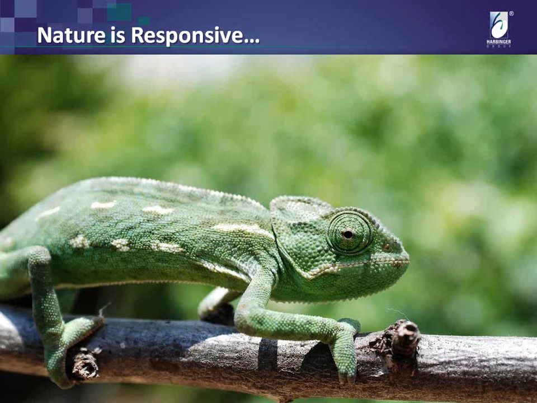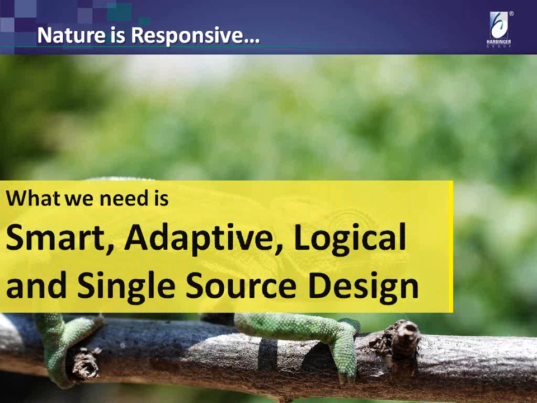What we need to do with our applications is design them such that whatever device you put those applications in, they appear as if those applications were designed for that device. So this is what I'm going to take from nature, and this is what is going to take me to responsive web design. So what we need is a smart, adaptive, logical, and single source design. We'll come to the single source part in a minute, but this is my problem definition.